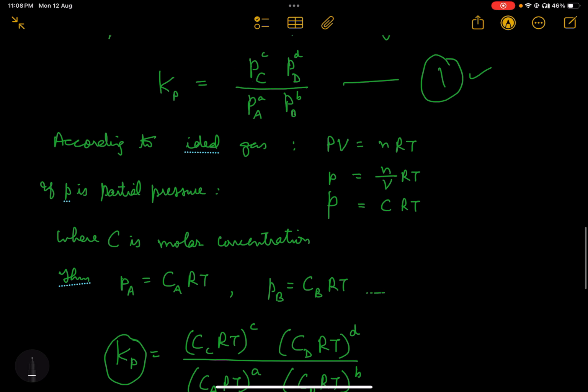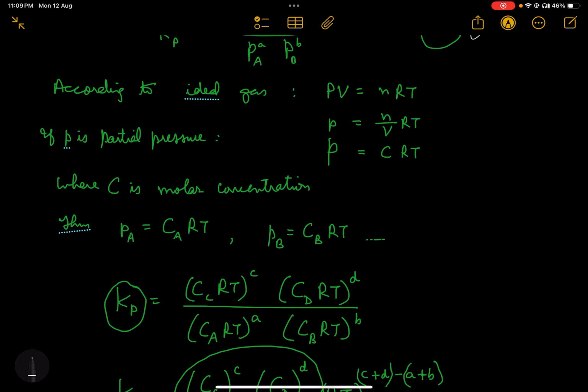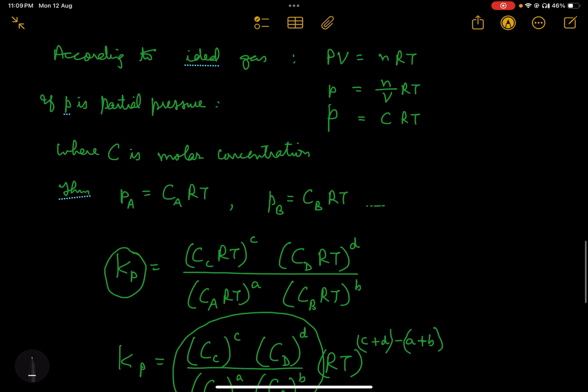Thus, Kp, which in equation 1 is equal to Pc into Pd upon Pa into Pb, we can replace the partial pressures by the expression CRT, and we get Kp is equal to concentration of C times RT raised to the power of c into concentration of D times RT raised to the power of d divided by concentration of A times RT raised to the power of a and concentration of B times RT raised to the power of b.